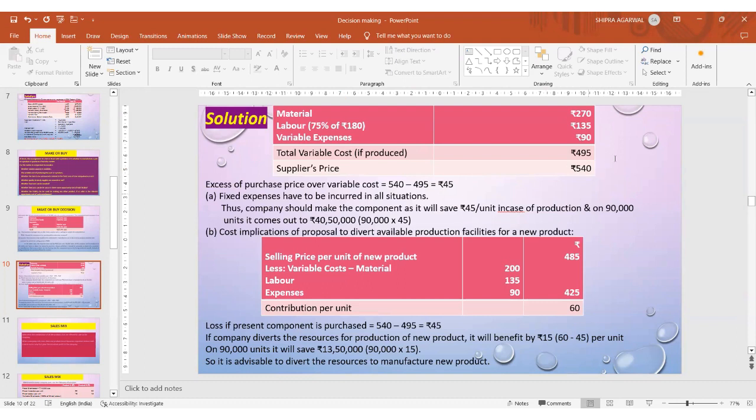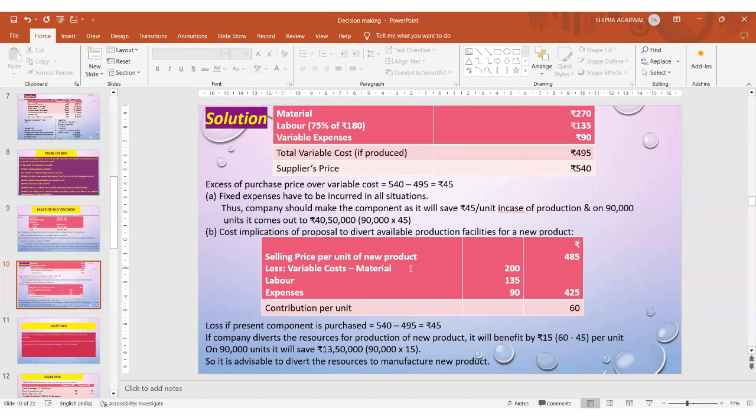Whereas the supplier is supplying you the product at 540. So if you produce it, on every unit you are going to save 45. And fixed cost, by all means, you have to incur in every situation, right? And there is an additional savings of 45. So in that case, on 90,000 units, your total savings will be 40,50,000. Right? Now, moving on to the next part of the question, which says that we need to study the cost implications of the proposals to divert the available production facilities for a new product.